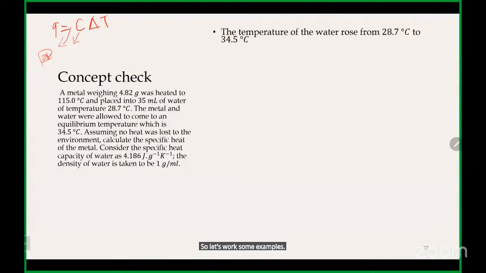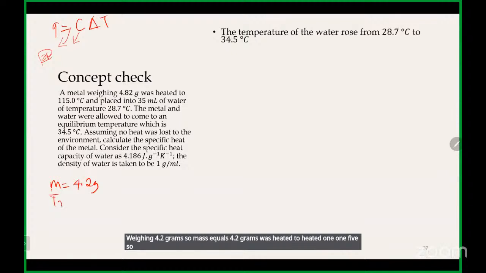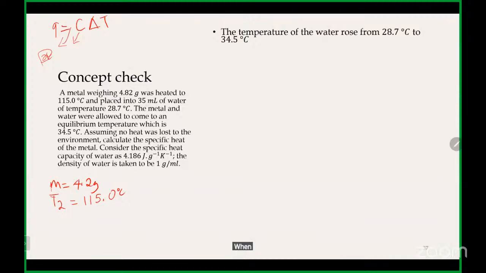The first one: a metal weighing 4.2 grams, so mass equals 4.2 grams, was heated to 115. So "heated to" means that's the second temperature. It is then placed in 35 mL. The mass is 4.82 grams, sorry. Before you crucify me, that's not what I'm going to use. That's what I will use in the calculation.